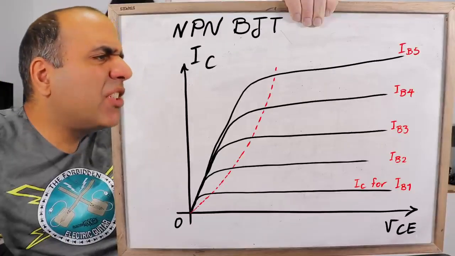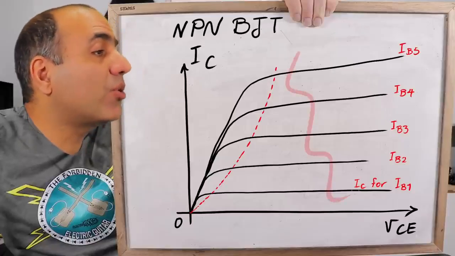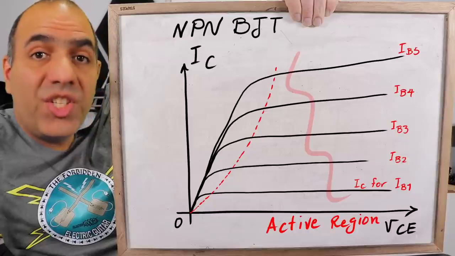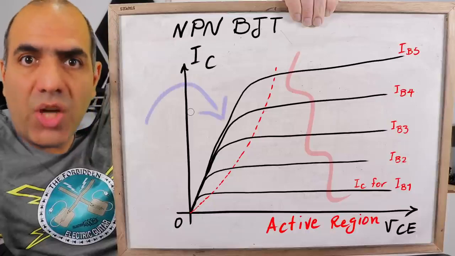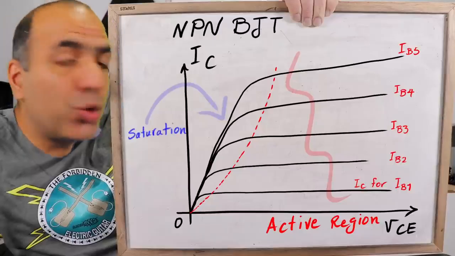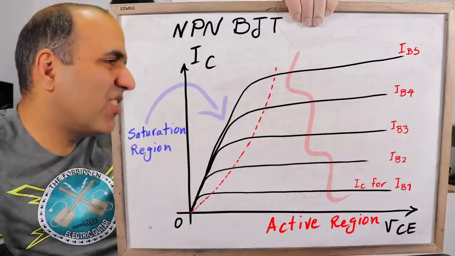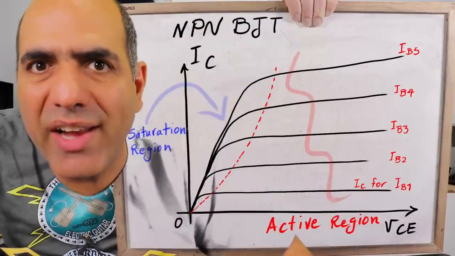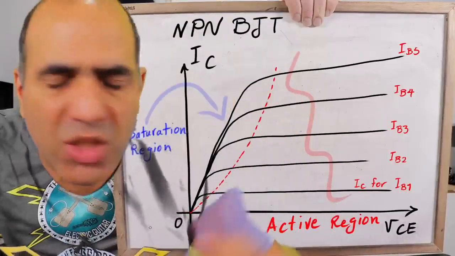The region after this dotted line where the collector current is almost constant is called the active region. And the region where the collector current starts dropping because VCE becomes too small is called the saturation region. The regions are named as such after... nobody cares. I don't remember why, and this is not a history lesson, we just want to use it.